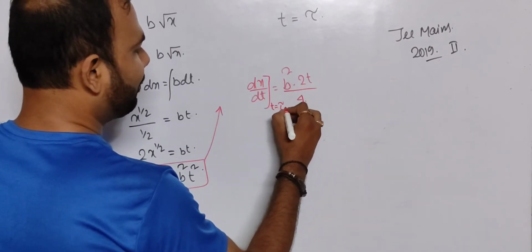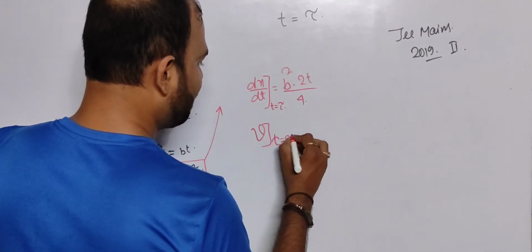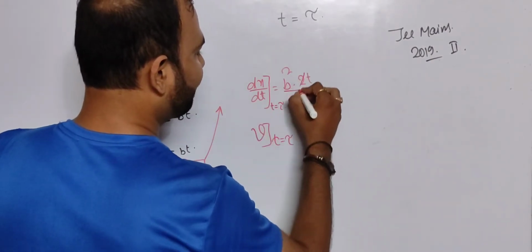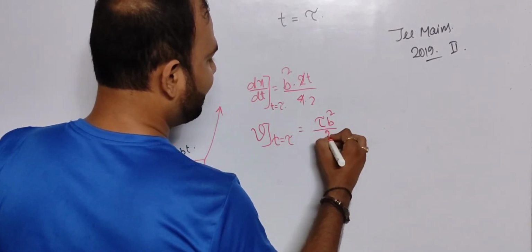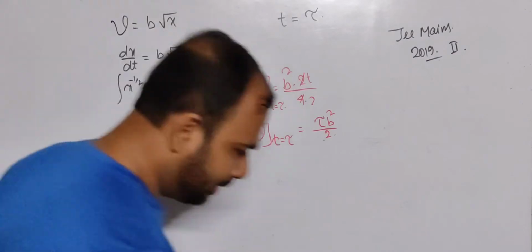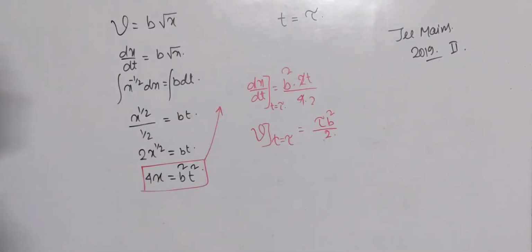here at t equal to tau. This is the velocity at t equal to tau, tau b square by 2. It is the answer, and option number 2 or option number B is our correct answer.